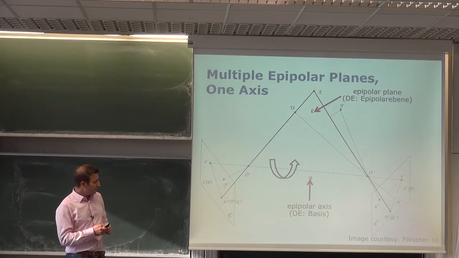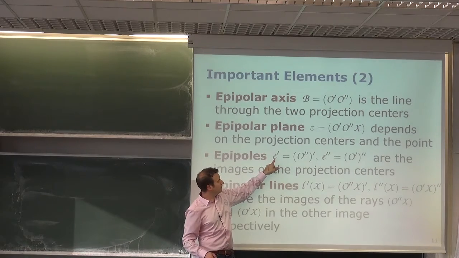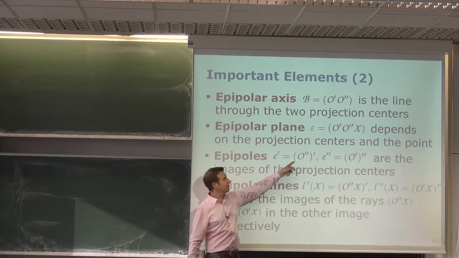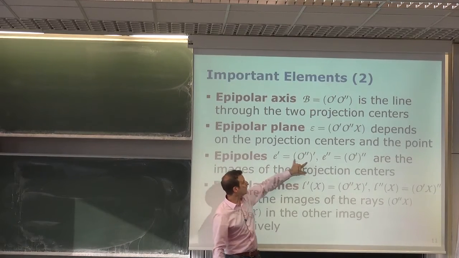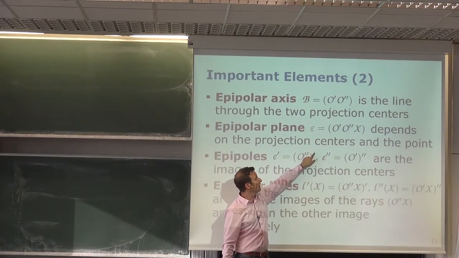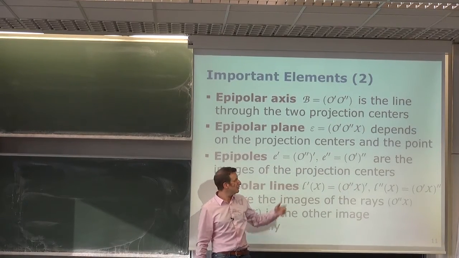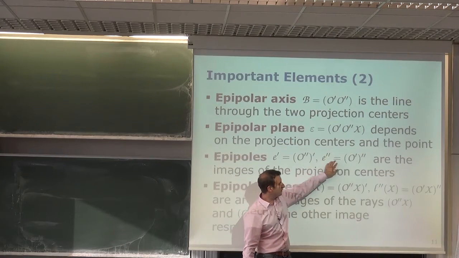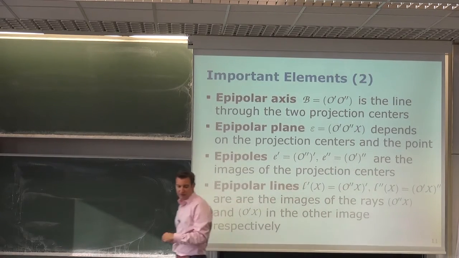Okay, and then we have the epipoles. We said the first epipole, the one in the left image, is the projection center of the second image projected into the first image. That is what this notation means here: in brackets, a prime or double prime means projected in the first image or projected in the second image. And the second epipole is the projection center of the first camera projected into the second image.